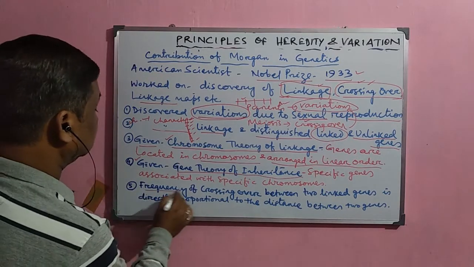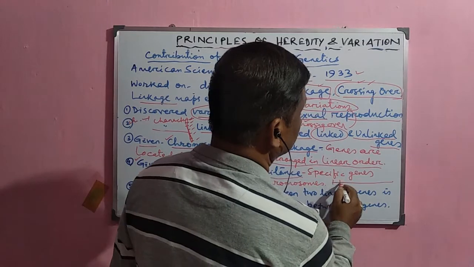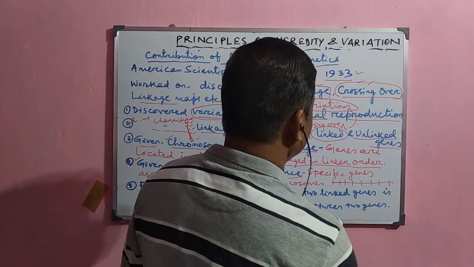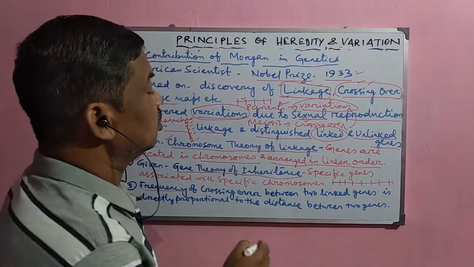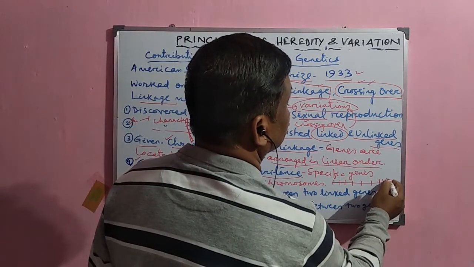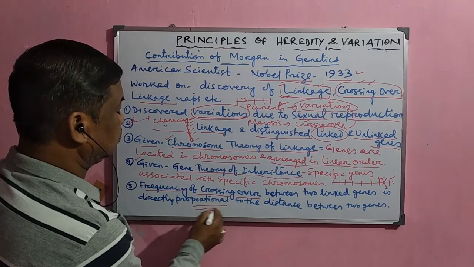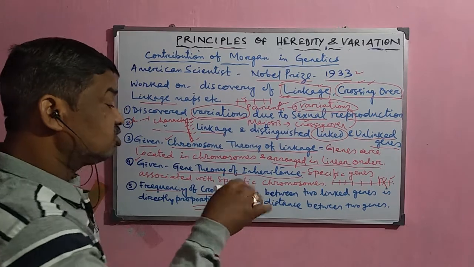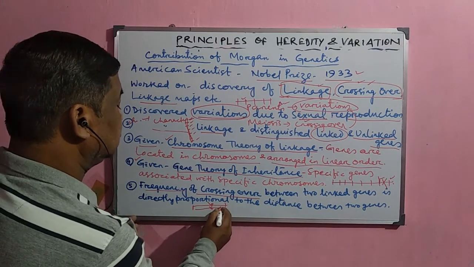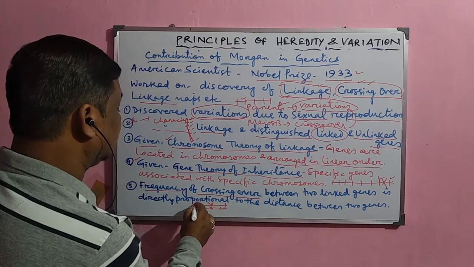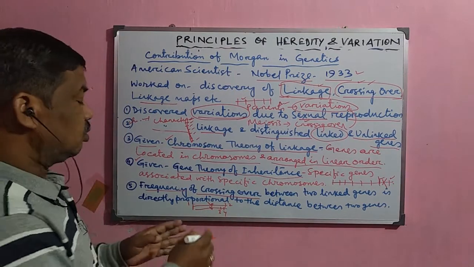Next, the frequency of crossing over between two linked genes. Suppose this is a chromosome and these are the different genes present in the chromosome. When and how are the genes separated from one another during crossing over? During crossing over, no doubt, two genes are sometimes separated. How and when do they separate? That is the frequency of crossing over. Suppose the crossing over occurs between these non-sister chromatids. What is the chance of crossing over between two genes? Suppose one gene is here, another gene is here. Consider gene 1 and gene 2, and here gene 3 and gene 4. Gene 1 and gene 2 are wide apart from one another.